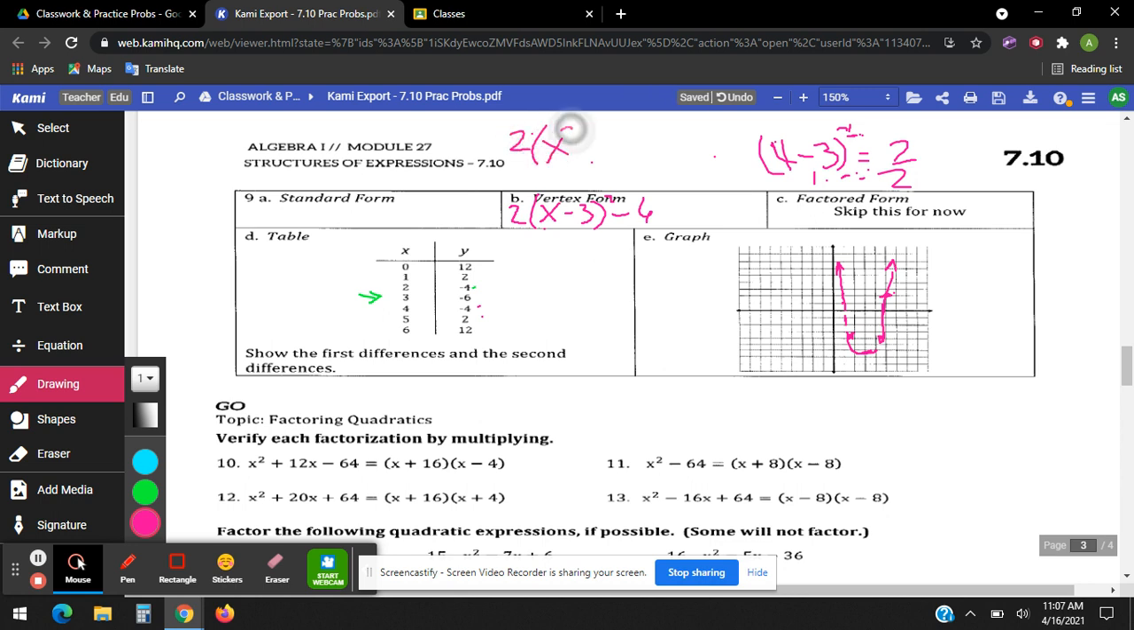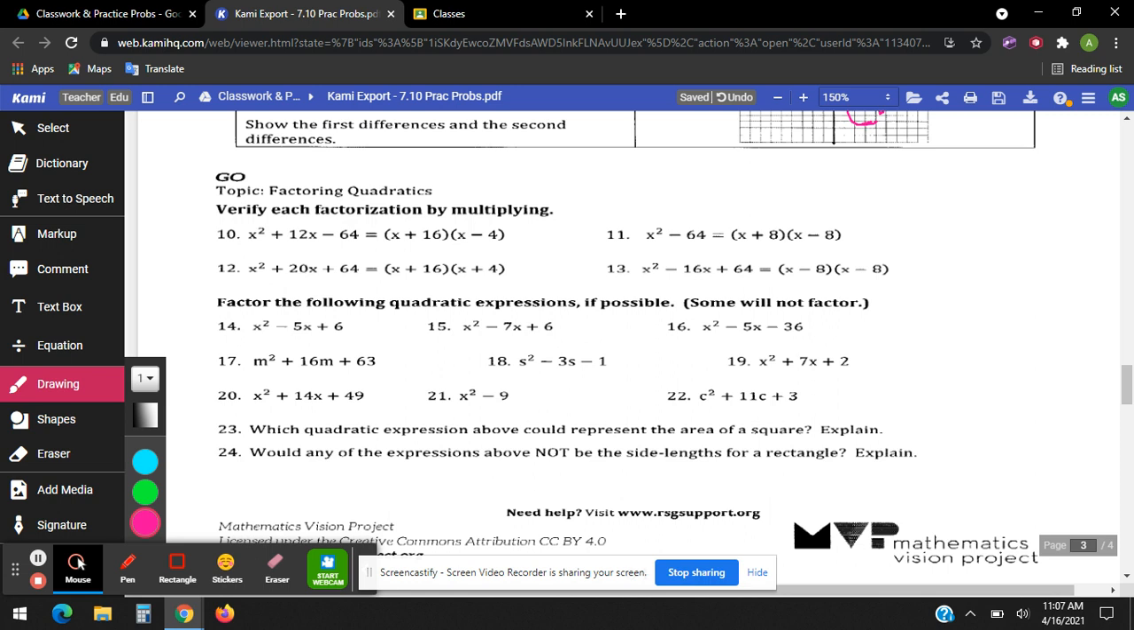So x squared minus 6x plus 9 minus 6. So 2x squared minus 12x plus 18 minus 6. So 2x squared minus 12x. 18 minus 6, that's a 12, plus 12. There we go. Don't forget that a. All right. Verify each factorization by multiplying.